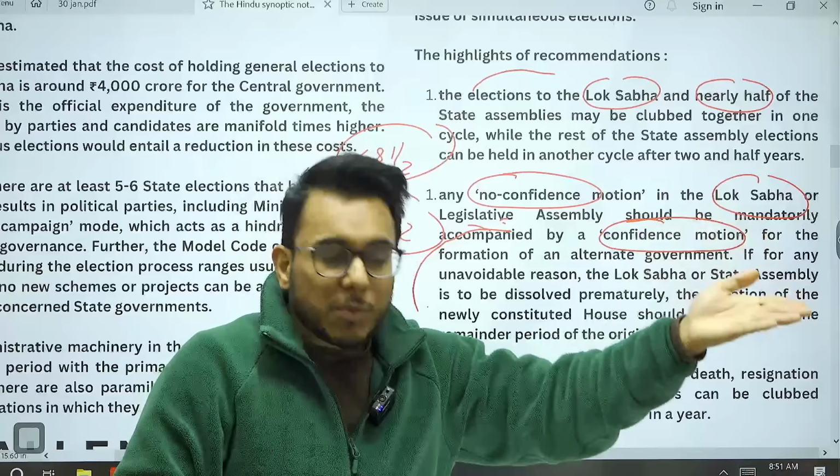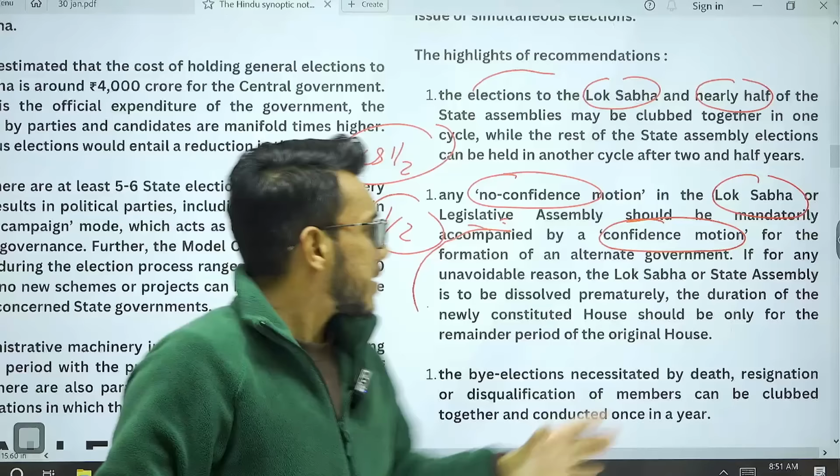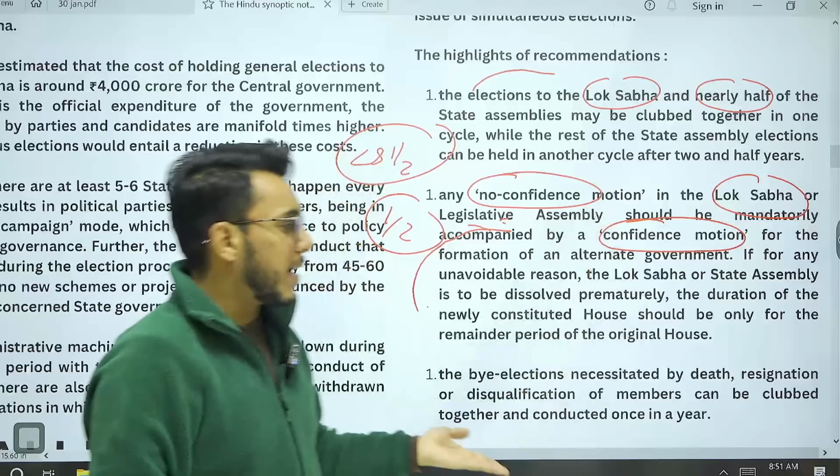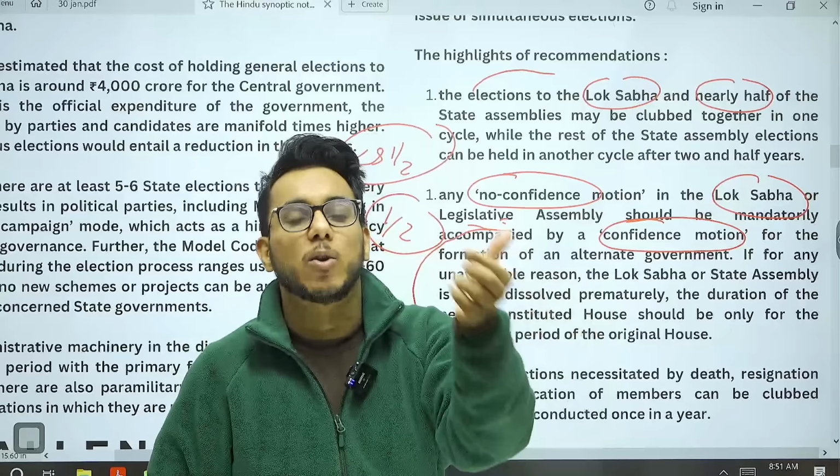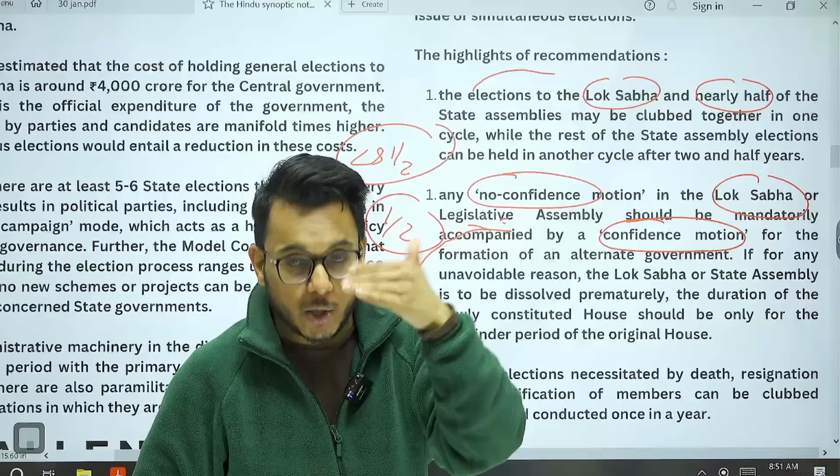However, sometimes, let's say there is no option to bring a new government and elections have to be conducted. So it has been provided that this newly constituted assembly should have the term of the remaining period only, let's say two years or 3 years, and should not be given the term of a complete 5 years.